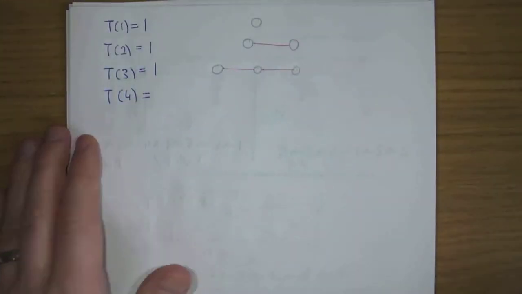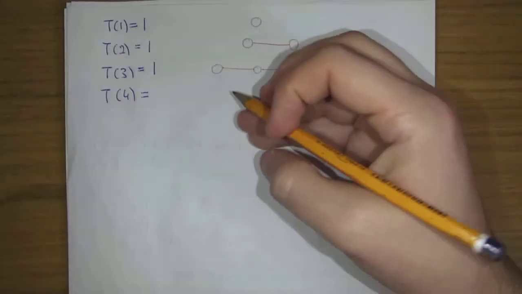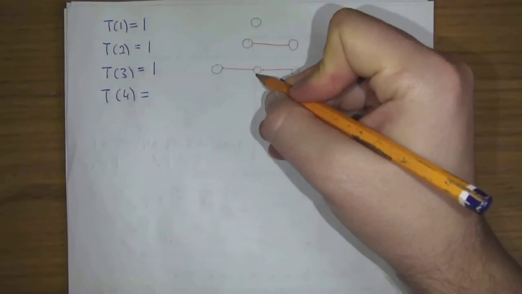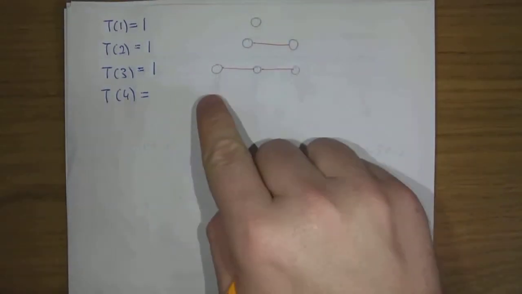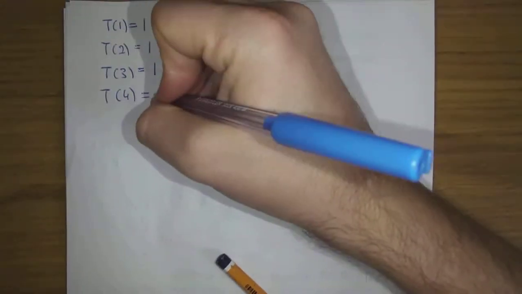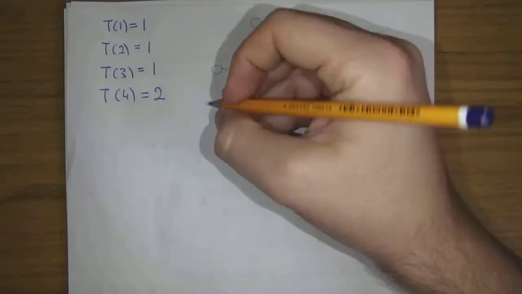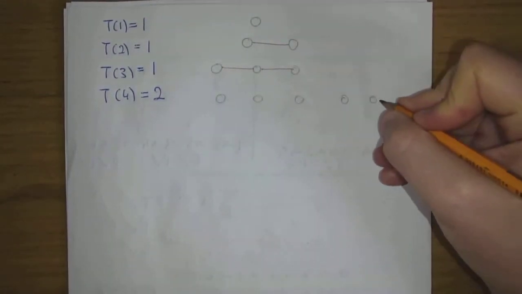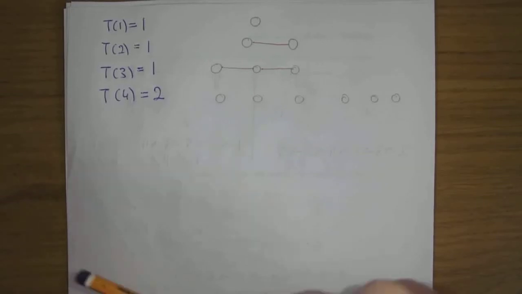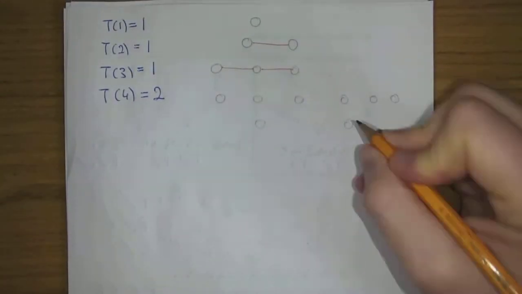Okay, so 4. I think the only options here are you can add the node here or here. If you add it here, it's the same as this one. So I think there's 2. So you get the line 1, 2, 3, and another line 1, 2, 3, and then you can either add it on here or here.